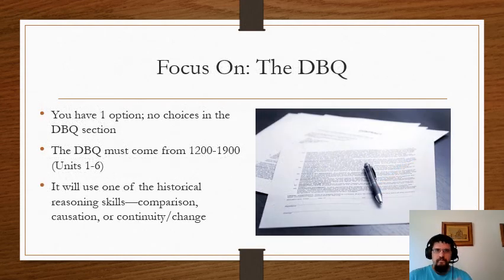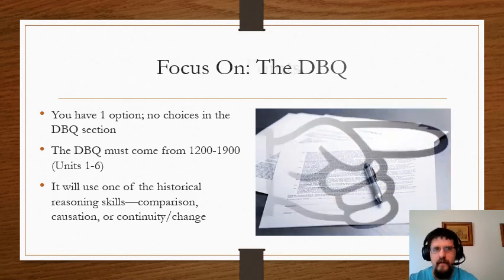All right. One option, as is always the case with the DBQ, it has to come from units 1 through 6. We do not know if it will be in a single unit or time period. We do not know if it will be cross time period. We don't know anything about the formatting of this. And it will still use one of the historical reasoning skills, comparison, causation, or continuity and change over time.